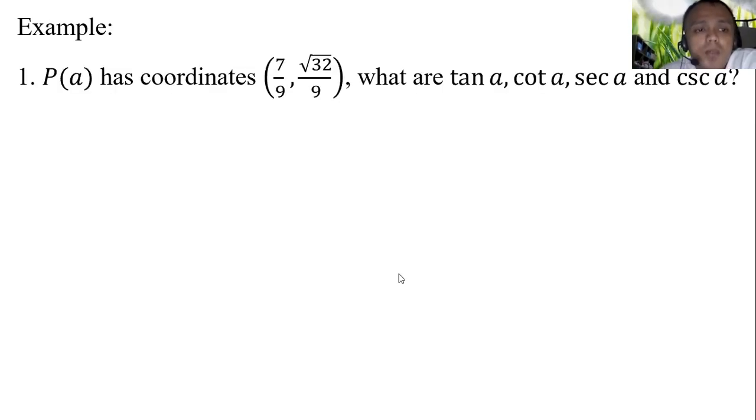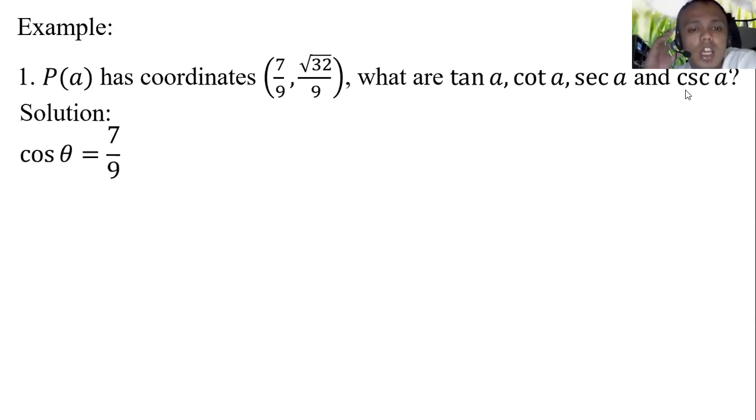Now, let us have an example. We have P of A has coordinates 7 over 9 and square root of 32 over 9. What are the tangent A, cotangent A, secant A, and cosecant A? Okay, start tayo kay cosine theta. Your cosine theta here based on the coordinates of P of A is 7 over 9 since your cosine theta is x. While your sine theta here is square root of 32 over 9 since your sine theta is y. Remember that in a coordinate plane, x and y yan. And your cosine is x, your sine is y.